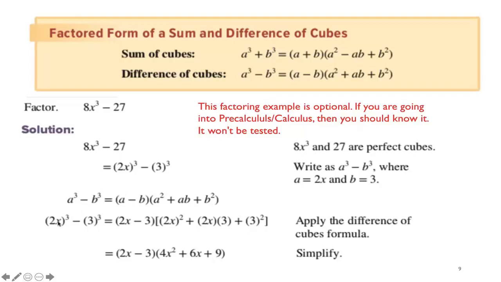So we're going to substitute in a is 2x, b is 3, so we can just say 2x minus 3 times 2x squared plus 2x times 3 plus 3 squared. Simplifying, we get this, and that's how we factor the sum, the difference of cubes.